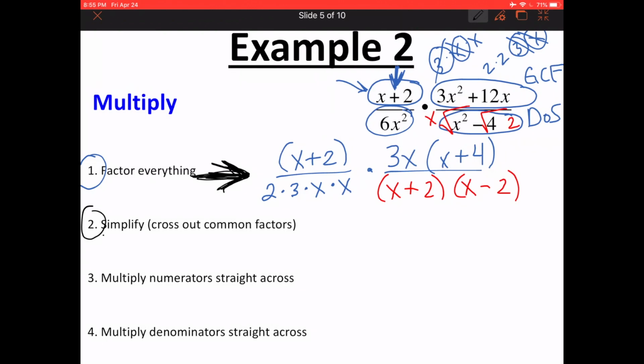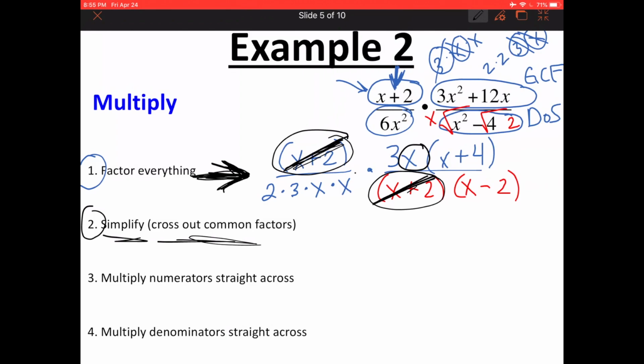Now let's go to step 2. Simplify. Let's cross out those common factors. So if it's on the top and it's on the bottom, we can cross it out. So this x plus 2 can cross out this x plus 2. So let's cross those out. This x can cross out that x. So let's cross those out. This 3 can cross out that 3. There we go. There's nothing else we can cross out, okay? This x plus 4 is glued together. We cannot separate it.